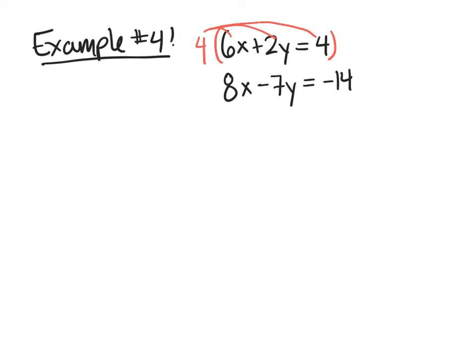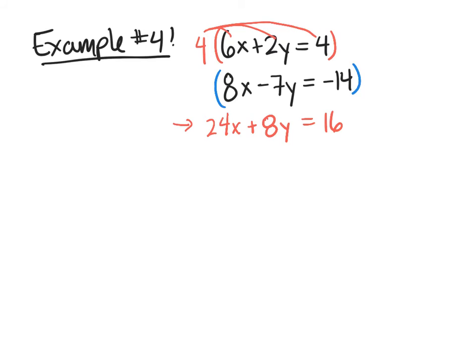So here we go. 4 times 6. I'm just going to put this right down here. 4 times 6 is 24, and that's an x. 4 times 2 is 8y, and then 4 times 4 is 16. Cool, cool, cool, cool, cool.